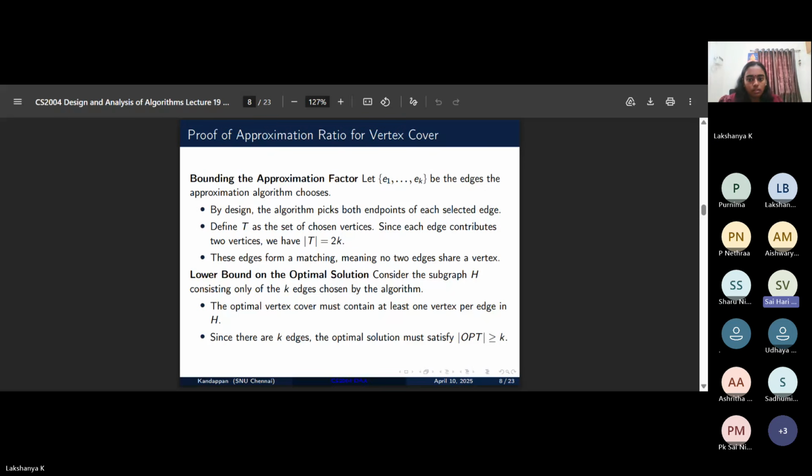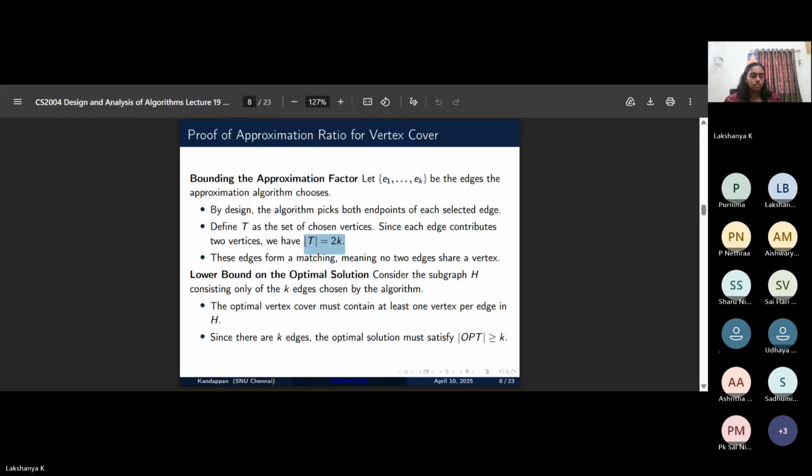Like IoT, a little bit of it, a few points were there, and they showed that it's 2 times or something. Okay, I'll discuss the proof also. So what happens is, let's say your approximation algorithm is considering k edges. For each edge, 2 vertices are going into the set. So if T is your set of chosen vertices, T is going to have 2k vertices.